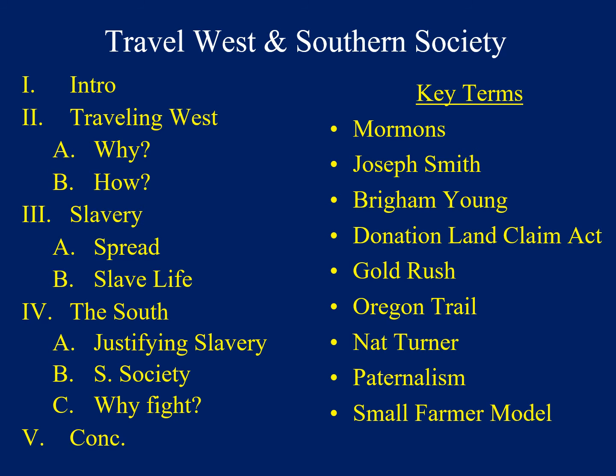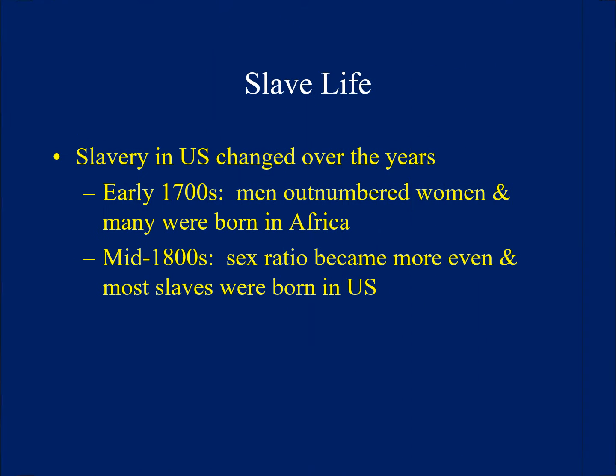Next, I'd like to explore some aspects of life for slaves. First of all, life for those who were enslaved actually changed over the years. In the early 1700s, the number of male slaves outnumbered women, as many had been born in Africa. However, as a result of a natural population increase, by the mid-1800s, the ratio between men and women became more even.